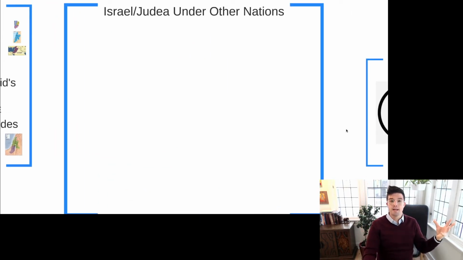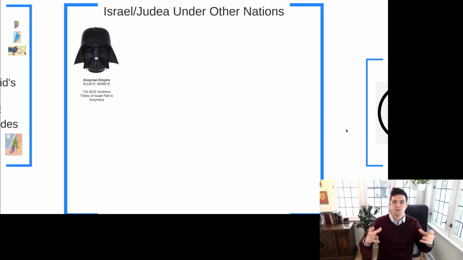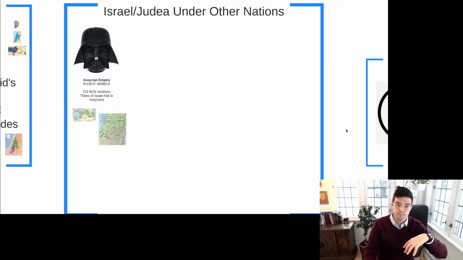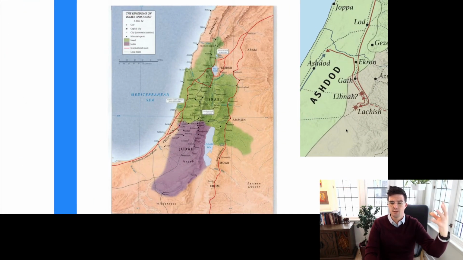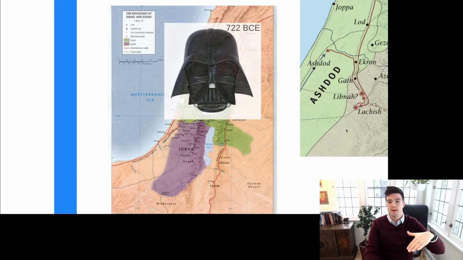And once the monarchy is divided, this is where we really start to see the imperial incursions from Israel's neighbors. So the first in our list of empires is the Assyrian Empire. And here is where the Star Wars reference comes in. We can think of the Assyrian Empire as the sort of original empire, the original enemies of the Israelites, who in 722 BCE came into the northern kingdom of Israel and took it over. And so visually we can depict this way. We have Israel in the north, we have Judah in the south.